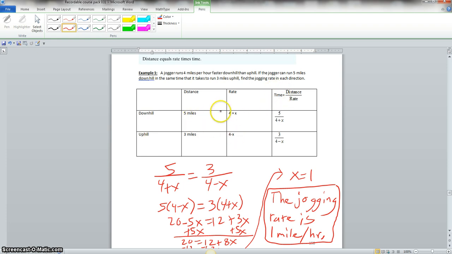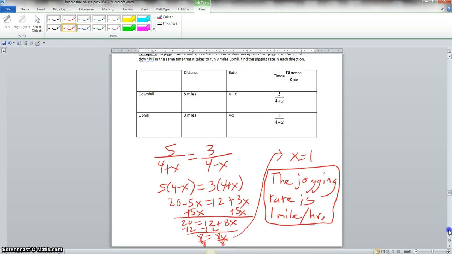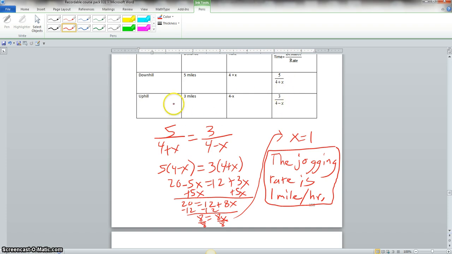Your time is the distance divided by the rate. So we take our 5 divided by the rate, which is 4 plus x. We take our 3 and divide it by the rate, which is 4 minus x. Now we set these two values equal to each other as a proportion. So we have 5 over 4 plus x is equal to 3 over 4 minus x.